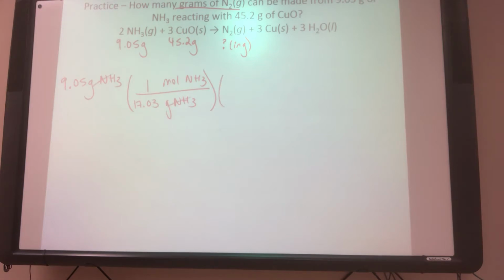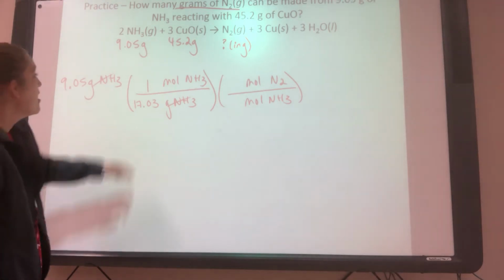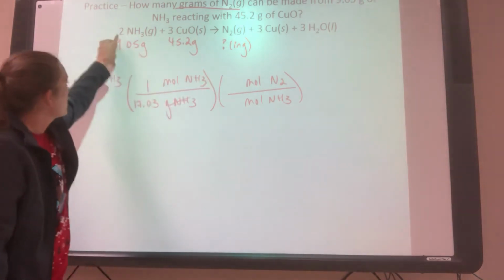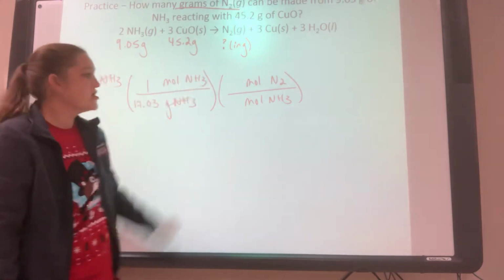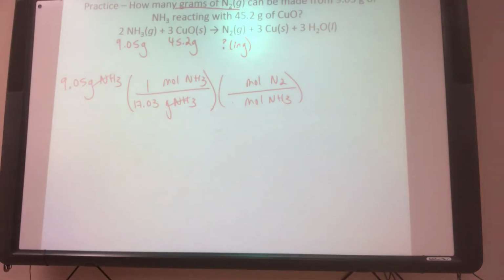So now that I'm in moles, I can go from one guy to the other. So moles of NH3 go on the bottom. Who I'm trying to go to goes on top. Excuse me. So now I need to talk about how they relate. How does NH3 and N2 relate? It's a 2-to-1 ratio. So every 2 NH3s, I have 1 N2. So now I'm in N2, so now I can just do the math. And I get 0.266 moles of N2.